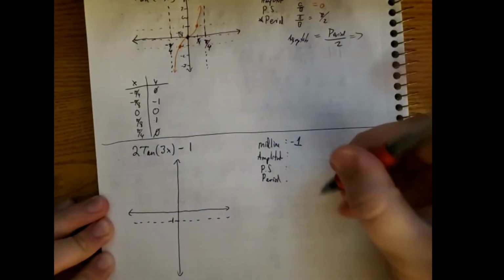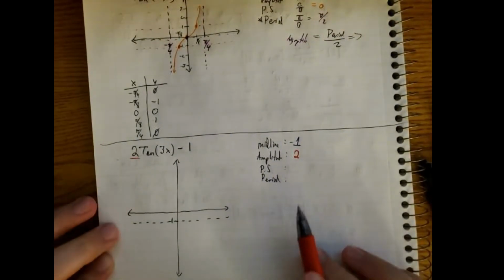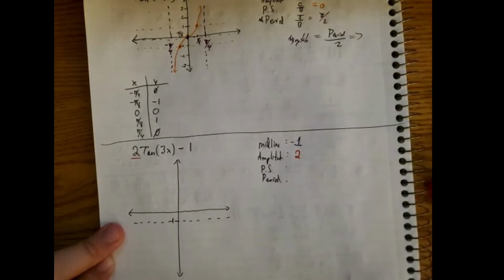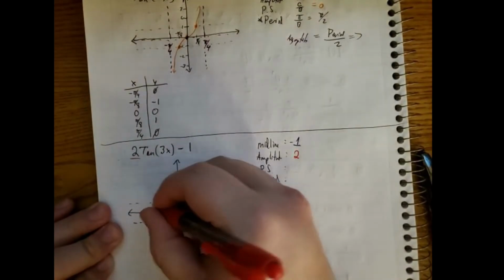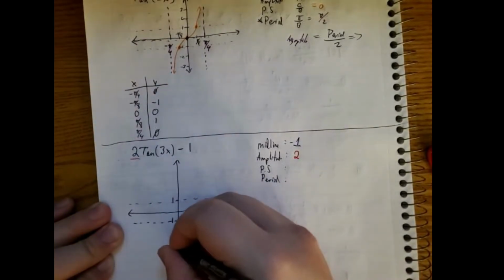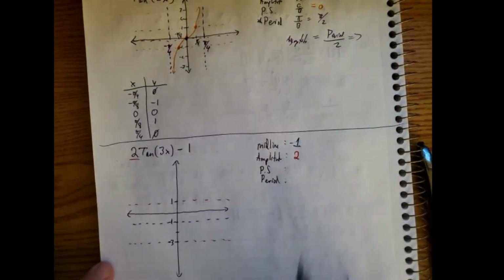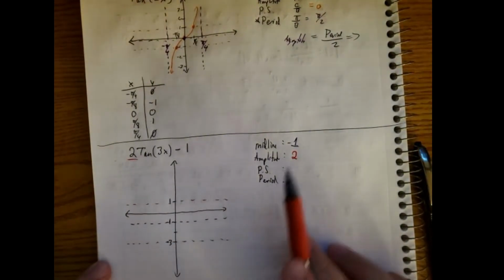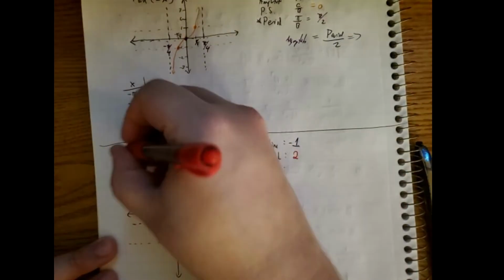My amplitude, I can see I have a 2 out front. So that's where I get my 2 from. My 2 tells me I need to go 2 above and 2 below. 2 above will be a value of positive 1 here on the y-axis. And 2 below would be a value of negative 3 on the y-axis. So I've got my midline here at negative 1. I've got my amplitude there at 2 above the midline and 2 below the midline. So I've taken care of this piece and that piece.